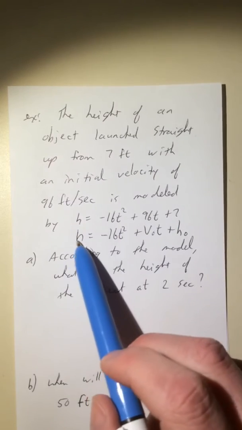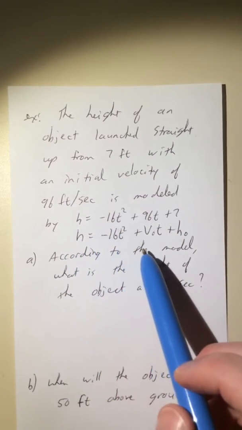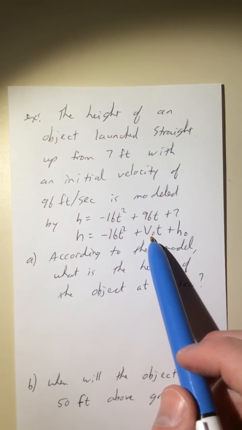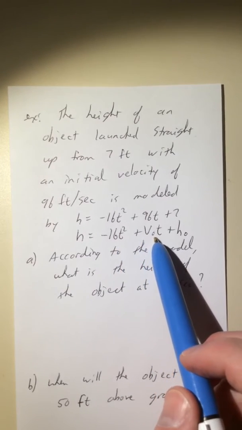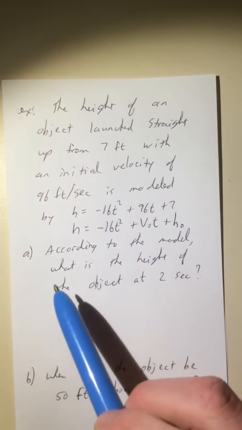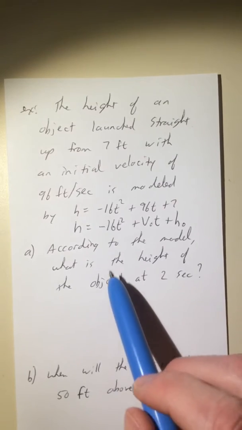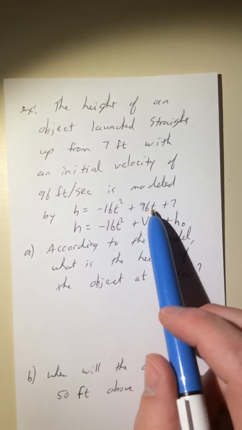So that's 7 right there, right? All these things are right here in the formula. Negative 16t squared, always gravity. Gravity is always the same. V sub 0 is v at time 0 times t. And then h0 is h at time 0. So according to the model, what is the height of the object at 2 seconds? Well, that's easy enough. We're just going to plug in 2 here and here.